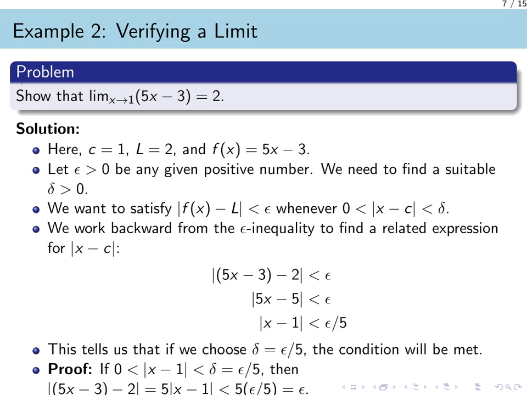This algebraic step reveals the direct link we need. To guarantee the whole expression is less than epsilon, we just need to make the absolute value of x minus 1 less than epsilon divided by 5. So by choosing our delta to be epsilon divided by 5, we have proven that the limit is 2.